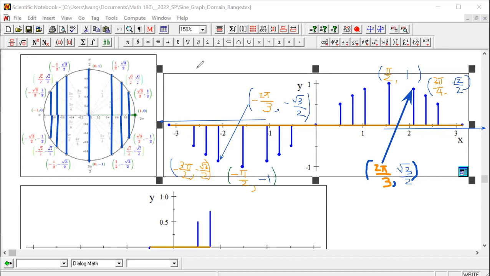This last pair, let's see if I can fit them in, because I don't want them to be too crowded. I know I'm going to write not as pretty as I could, because I have to use a mouse to write it. So this is going to be 5 pi over 6, and the output is 1/2.